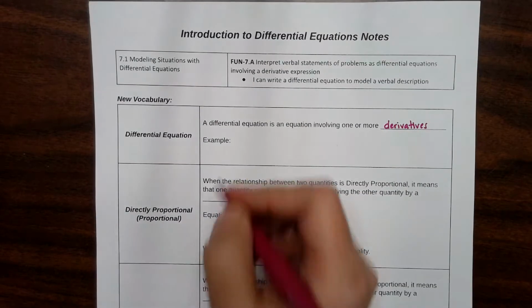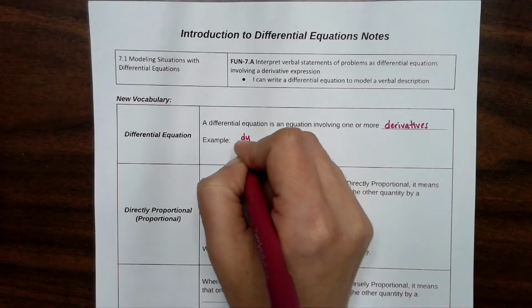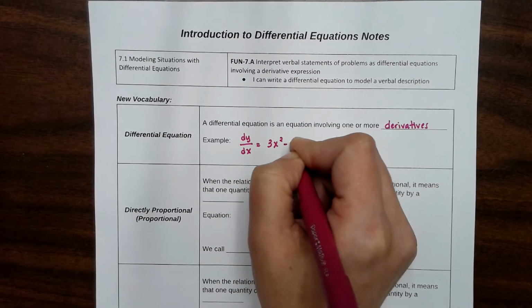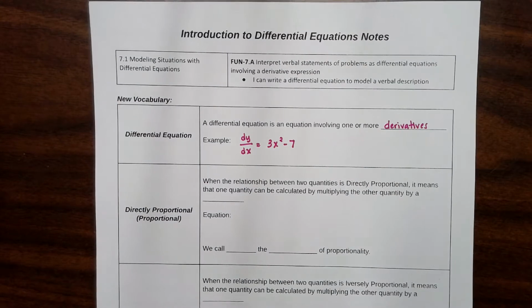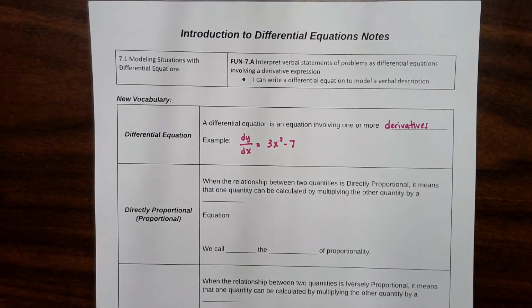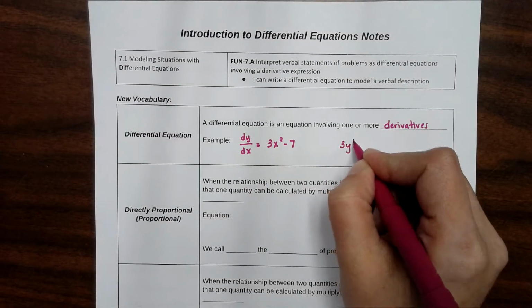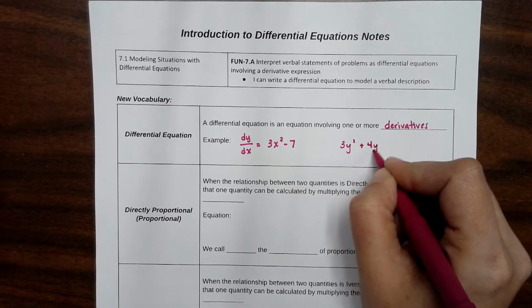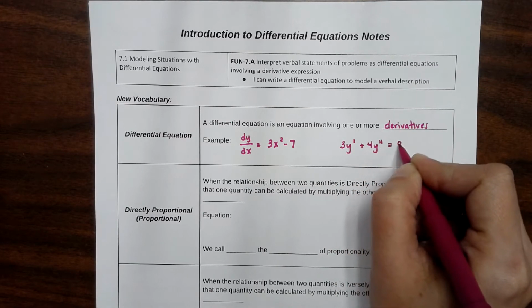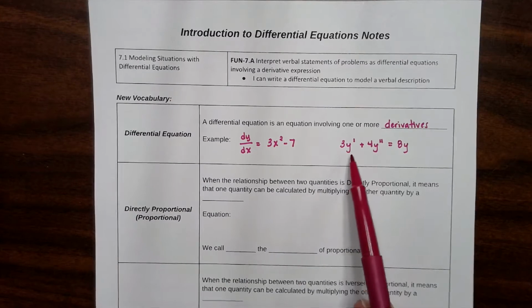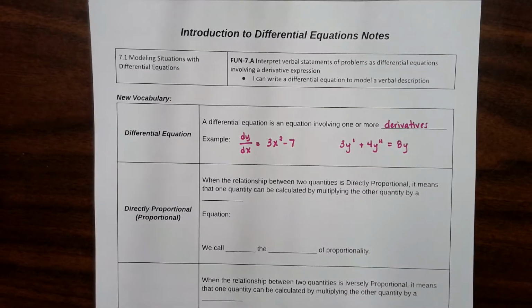An example of a differential equation could be something as simple as dy over dx equals 3x squared minus 7, because this is the equation of a derivative. However, differential equations can get a little bit more complicated. So another example of a differential equation could be something like 3y prime plus 4y double prime equals 8y. The reason that this would be considered a differential equation is that it's an equation that has the first and the second derivative in the equation.